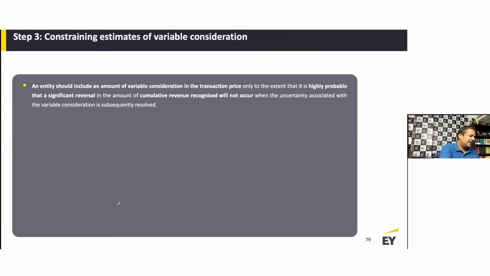Now, important is an entity should include an amount of variable consideration in the transaction price only to the extent that it is highly probable, not probable, highly probable, okay, that a significant reversal in the amount of cumulative revenue recognized will not occur when the uncertainty associated with the variable consideration is subsequently resolved, right? Now, I think it is important for you to understand some of this. So when the accounting standards say possible, what does this mean?